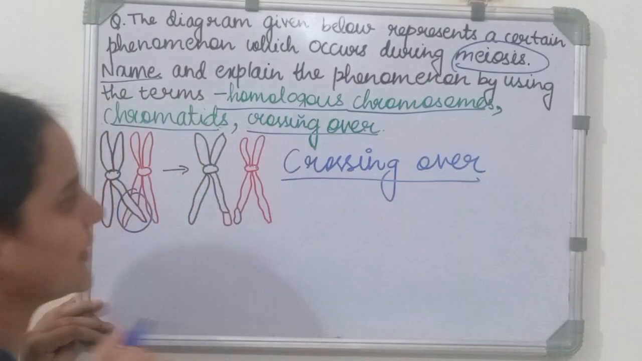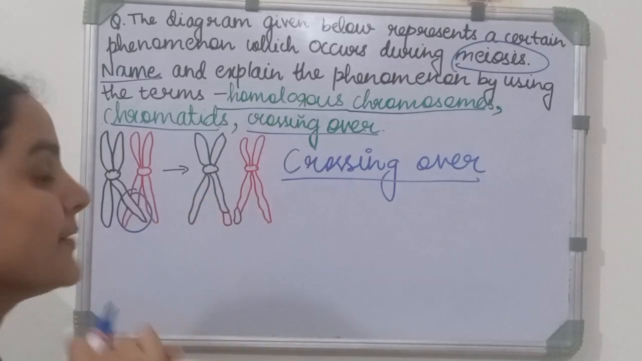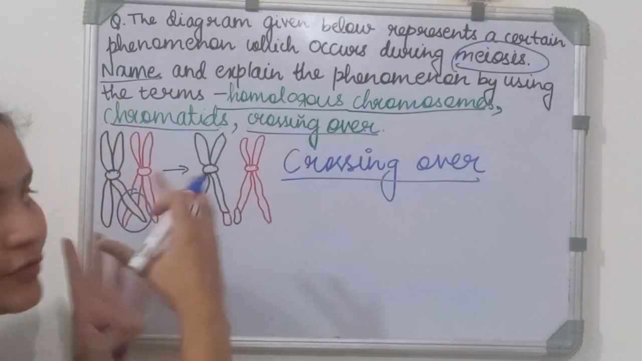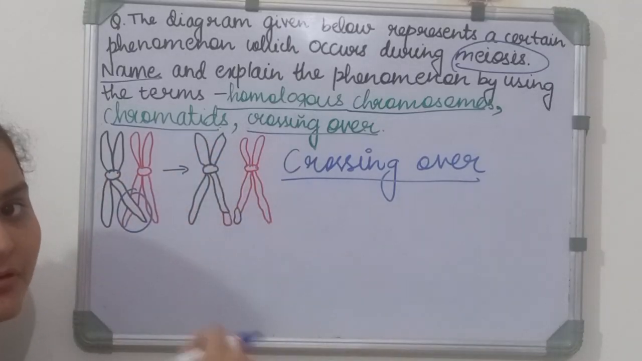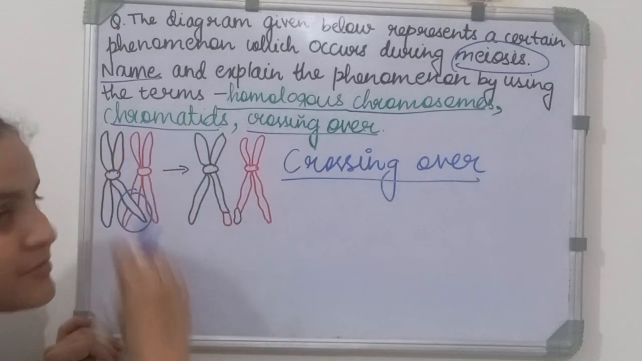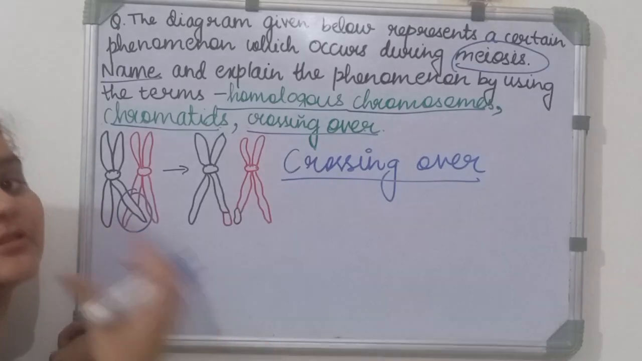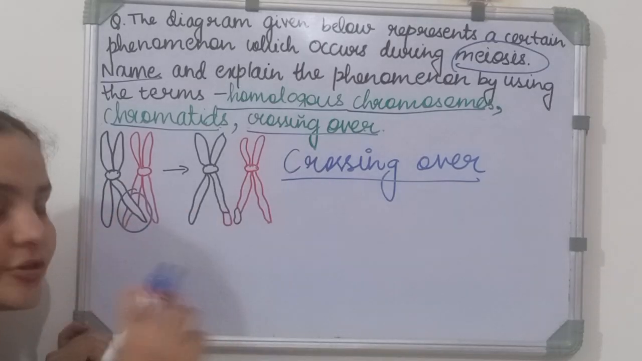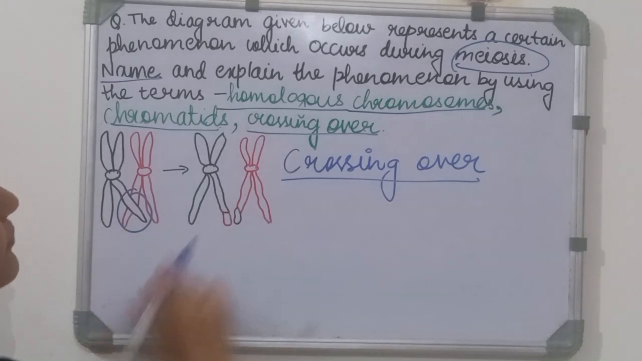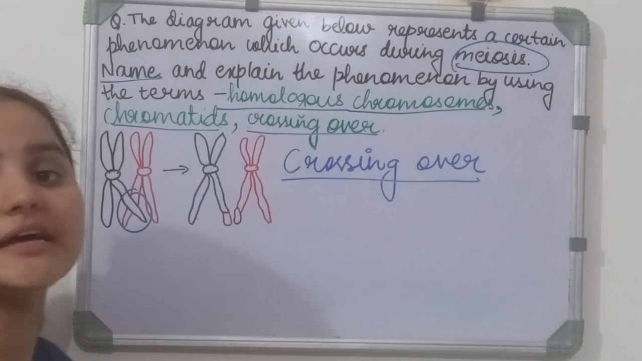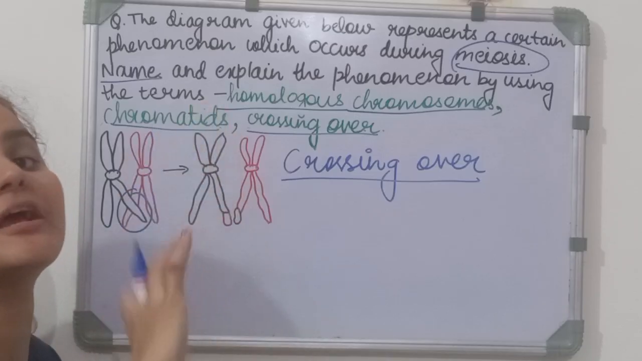This is the phenomena. Now we have to explain. So what happens in crossing over? One set of chromosomes comes from the mother and the other set of chromosomes comes from the father. The one which comes from the mother is known as the maternal chromosome, and the one that comes from the father is known as the paternal chromosome. They come together and form homologous chromosomes. What are homologous chromosomes? Chromosomes which are exactly of similar shape and size.